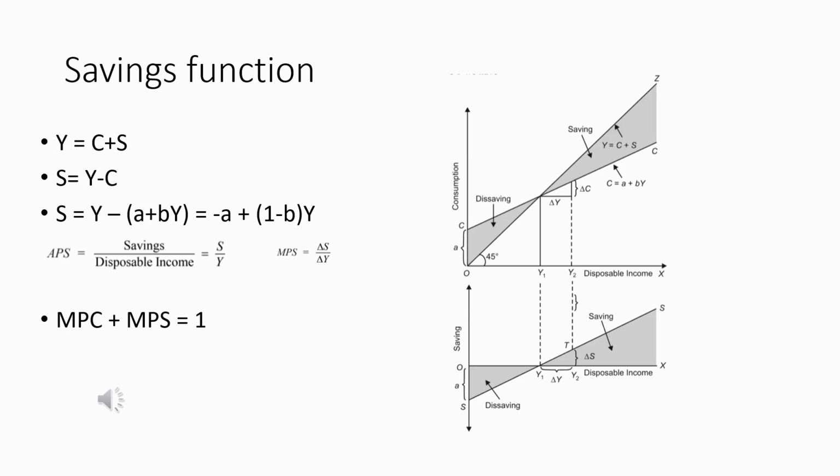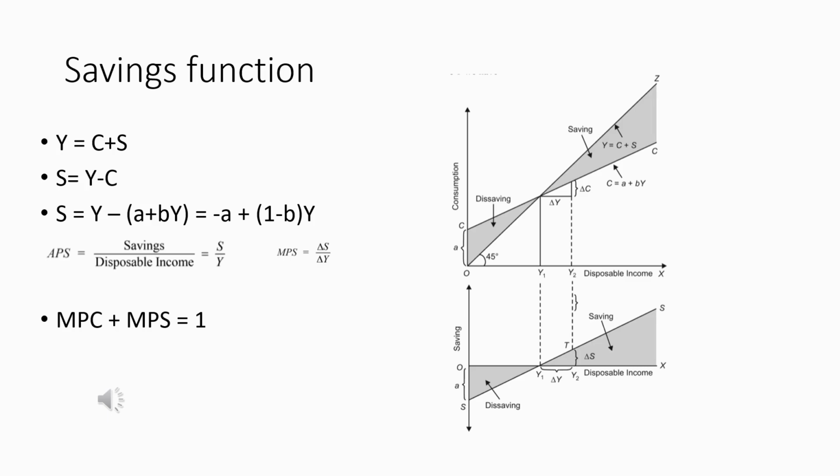Let us take the Keynesian consumption function, that is C = A + bY. We can derive the saving function corresponding to it, which gives us the equation S = -A + (1 - b)Y. It is to be noted here that 1 - b in the function is the value of marginal propensity to save, where b is the value of marginal propensity to consume.